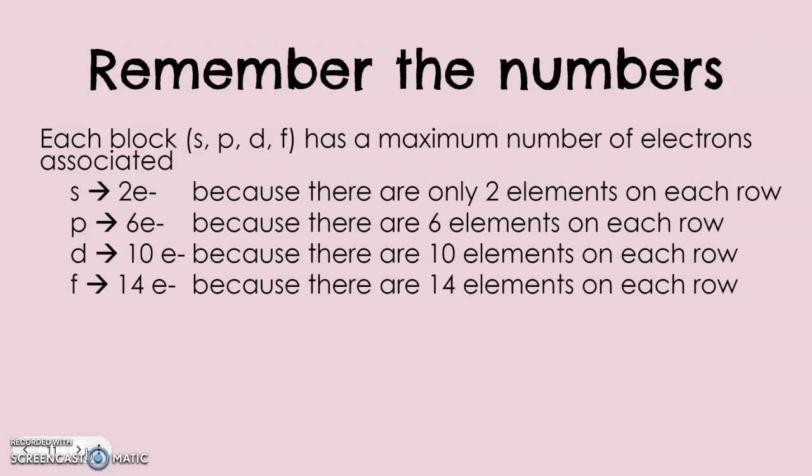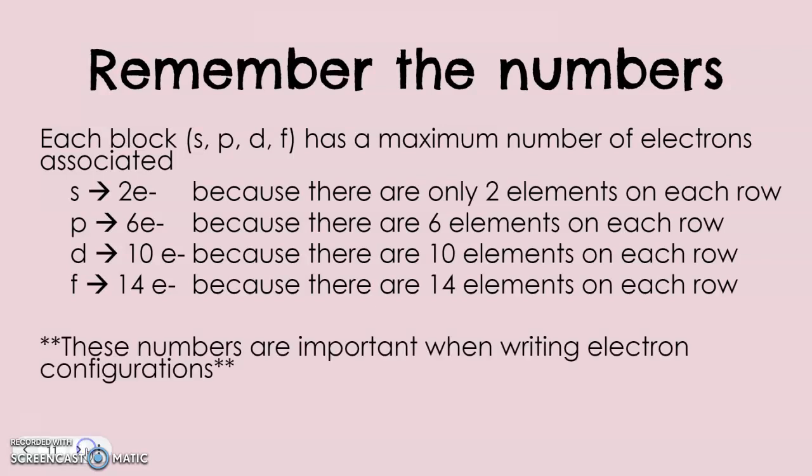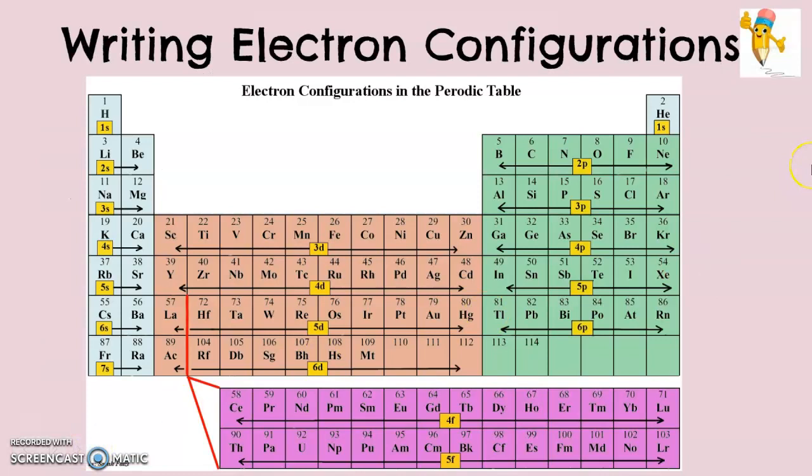So if you think about the rare earth metals, there are 14 elements in each row, so that's a maximum of 14, because remember our periodic table is arranged in order of increasing atomic number, therefore increasing electrons. So the rows are associated with how many electrons can fill into each element. Okay, so these numbers are going to definitely be important for us.